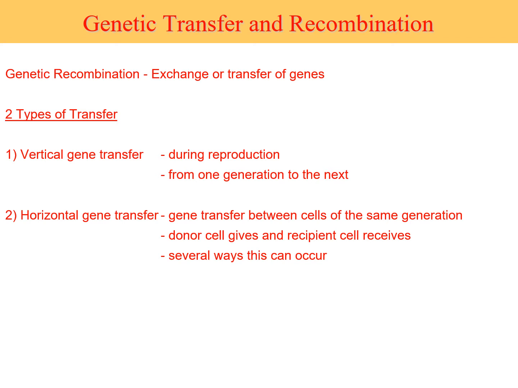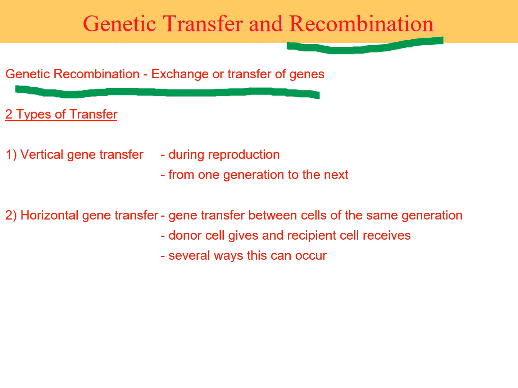Any transfer of genetic information, genetic material between organisms, is called recombination. So it's a question of recombining of DNA that was originally from more than one organism. Genetic recombination, in fact, can be an exchange or transfer of genes. There are two major types of transfer. One is vertical gene transfer, and the other one is horizontal.